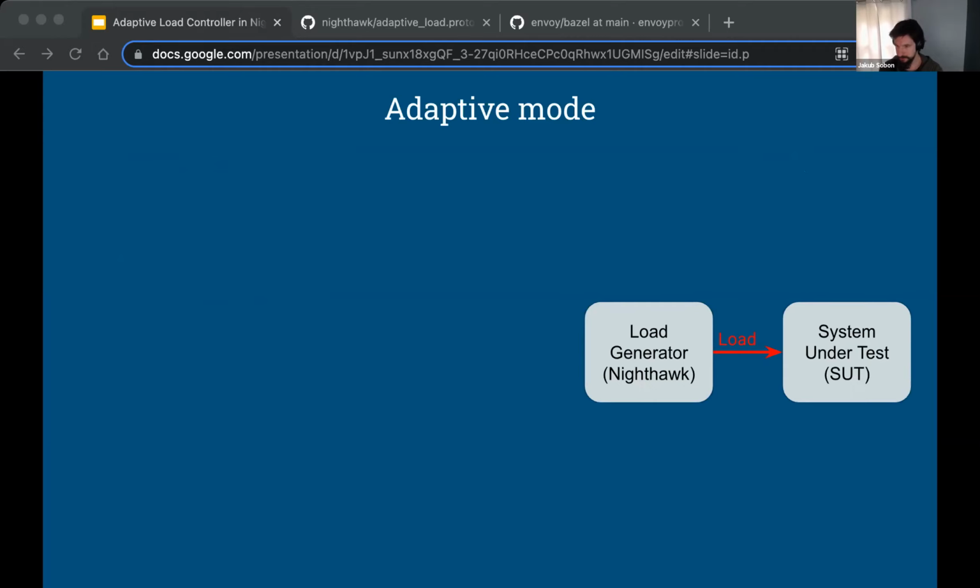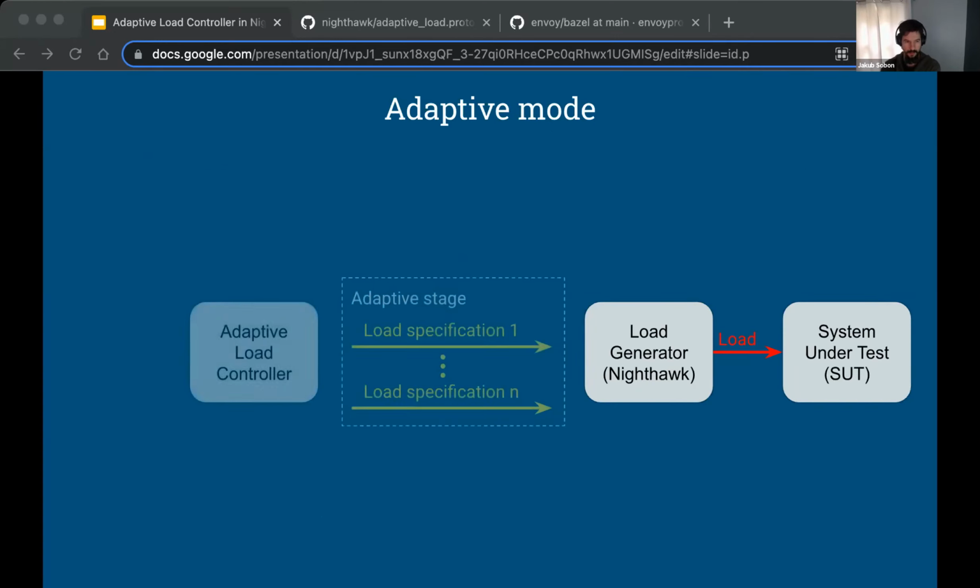So how does that look? You're already familiar with the right side of the diagram. We have the load generator Nighthawk. We have the system under test. We now have a new component here, which is the adaptive load controller. And as mentioned, there will be two stages to this test.